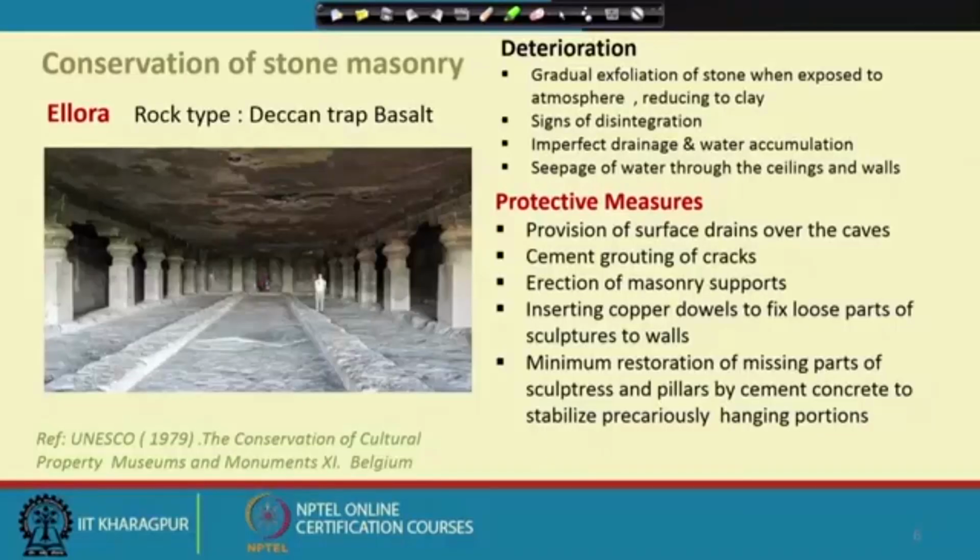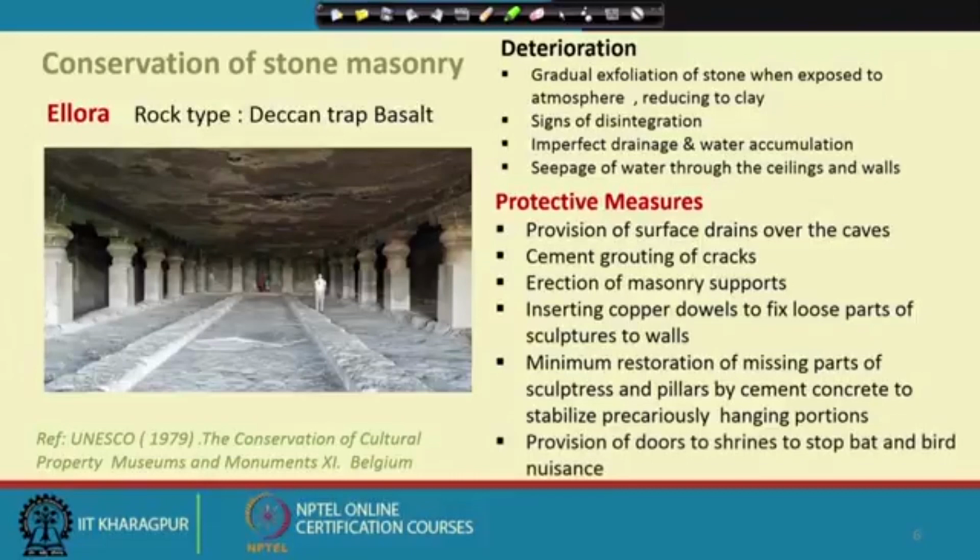Another problem in these caves, both Ajanta and Ellora, is that a large number of visitors visit, and there are frescoes and sometimes sculptures. In a very closed environment, due to the humidity and other factors, it creates a problem. So, now there is visitor management in place, and there is also the problem of vandalism. Another thing which has been done, if you remember we talked about the bats, is the provision of doors to the shrines to stop the bat and bird nuisance. These are some of the protective measures, and I am sure a lot more is happening.